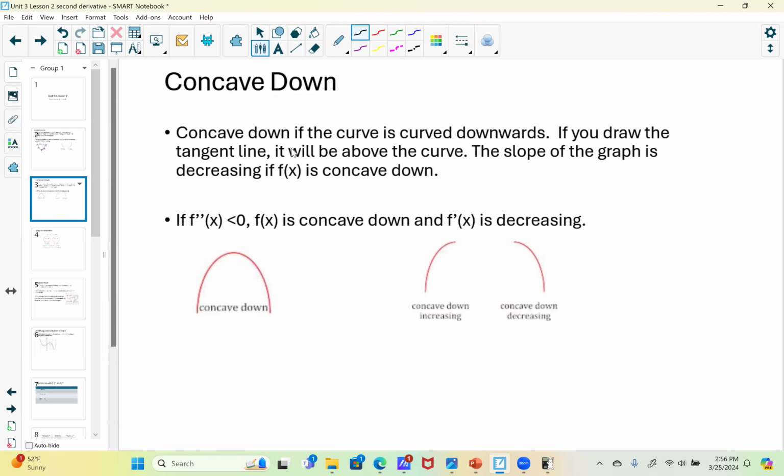Now, the other one is concave down. So concave down is the curve is curved downwards. So it looks like this. And again, they talk about it as if you try to put water in it, it would fall right out. This is concave down decreasing. This is concave down. Sorry, this is concave down increasing. This is concave down decreasing. If you draw the tangent lines for concave down, the tangent line is going to be above the curve anywhere you draw it.